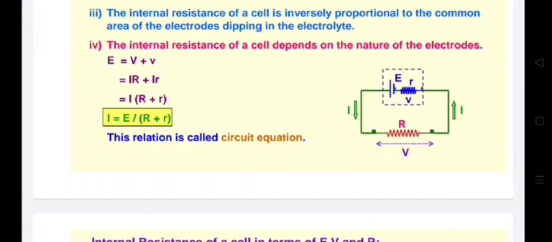Next point, when the current is taken from the cell, the direction of the current inside the cell is from negative electrode to the positive electrode. While in the external circuit, the current flows from positive electrode to the negative electrode.